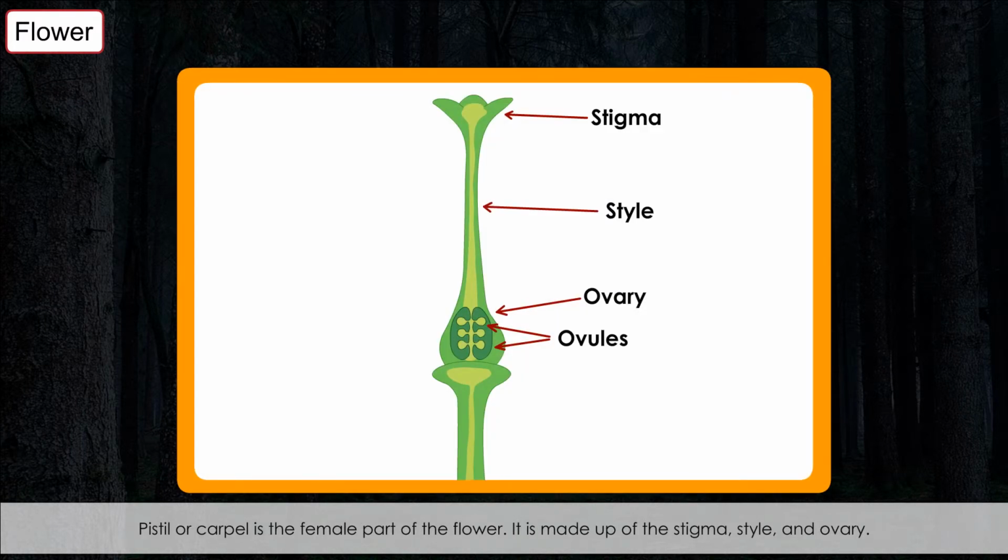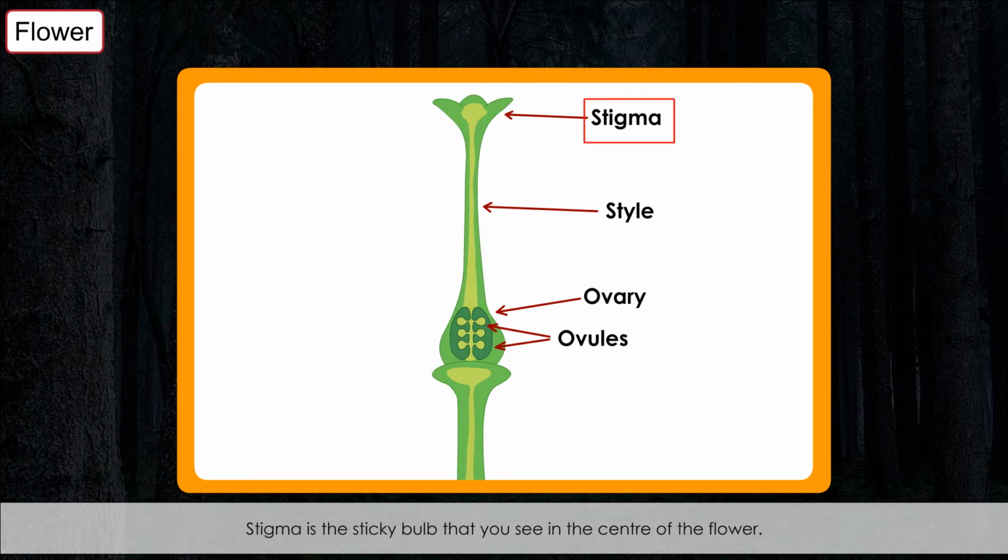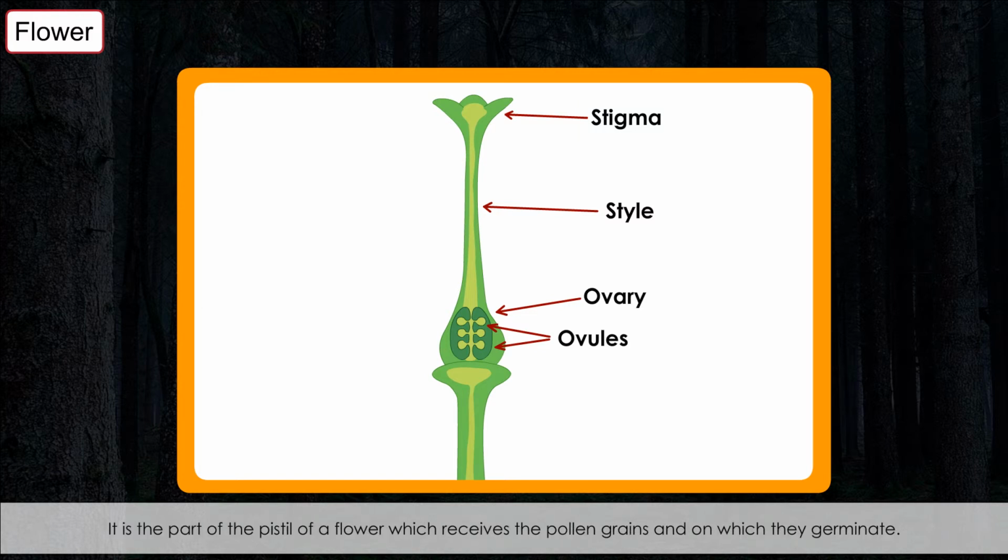Pistil or carpel is the female part of the flower. It is made up of the stigma, style and ovary. Stigma is the sticky bulb that you see in the center of the flower. It is the part of the pistil of a flower which receives the pollen grains and on which they germinate.